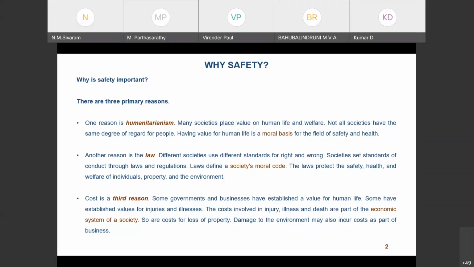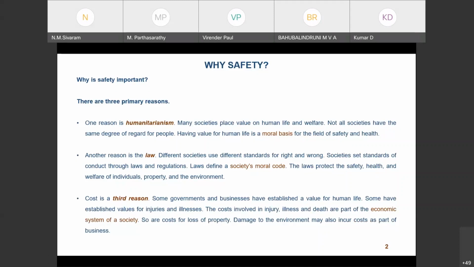So these are the three primary reasons why we should practice industrial safety measures or occupational health and safety practices. One is humanitarianism, the other one is the law, the third one is the cost. That's a small introduction.